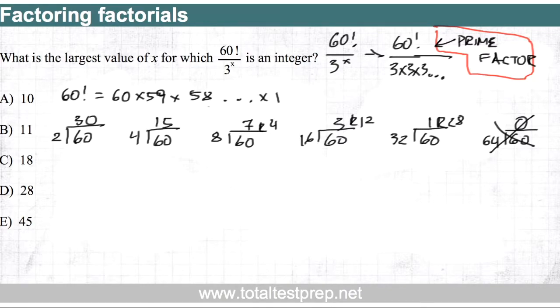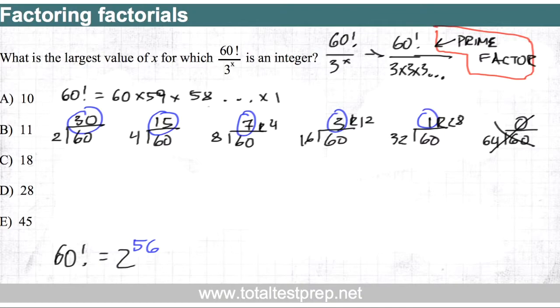What we then do is we add up all of these quotients. So 30 plus 15 plus 7 plus 3 plus 1. 30 plus 15 is 45. 7 plus 3 is 10. 45 plus 10 is 55. Plus 1 is 56. What this tells us is that 60 factorial has 56 2's in it. We've now partially prime factored 60 factorial. We figured out how many 2's there are using this shortcut.